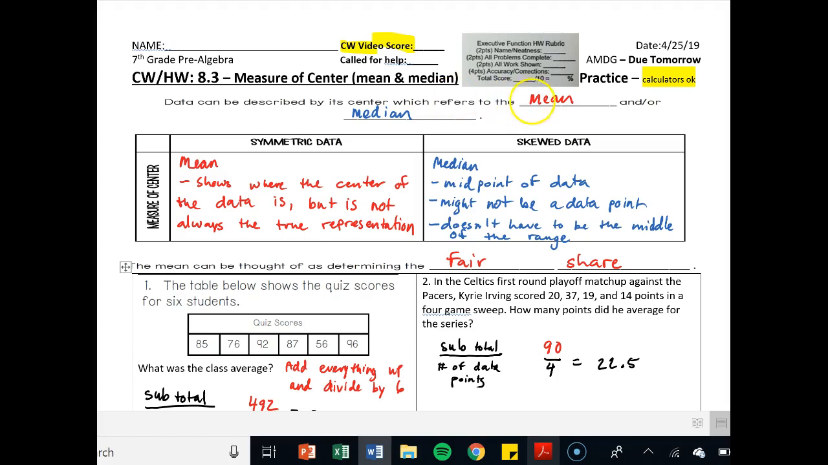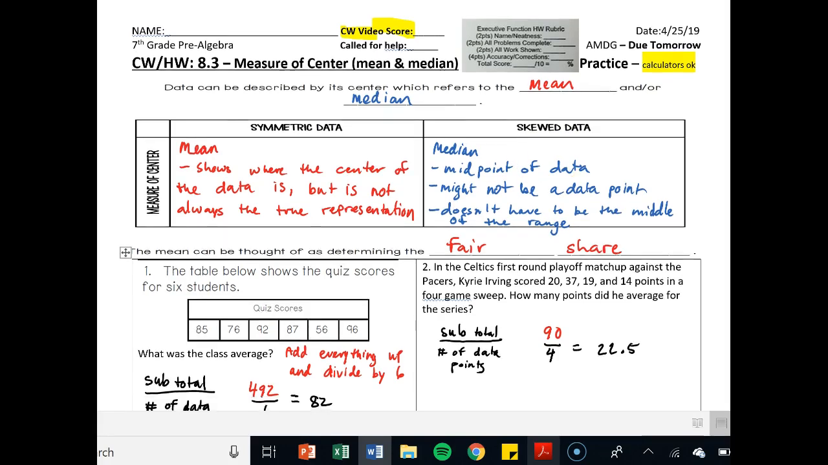Today we talked about measures of the center. So we've got the mean and the median. The mean shows us where the center of the data is, but isn't it always a great representation? Like if I got a 90, a 90, a 100, a 90, a 100, and then all of a sudden I got a 10, it really throws off my mean. So if I've got outliers, not the best use of my mean, I maybe want to go for the median, which will tell me more about the middle of my data.